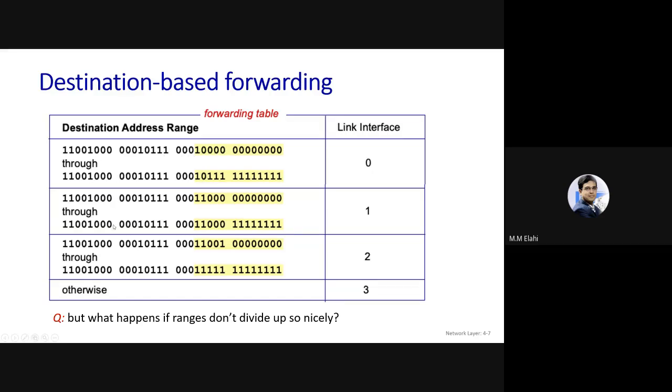So every network is represented by a range, and there is an otherwise, that is the default. That means if none of these three entries match, then the router will forward to interface 3, because it says otherwise forward to interface 3. But this is not mandatory. The routing table could have a default route or maybe not. In that case, if none of these entries match, then the router will drop the packet. So this is the simple idea.